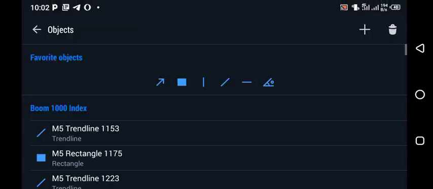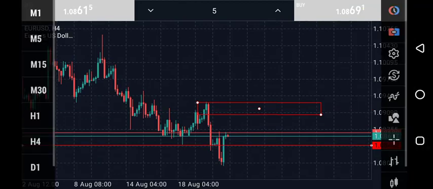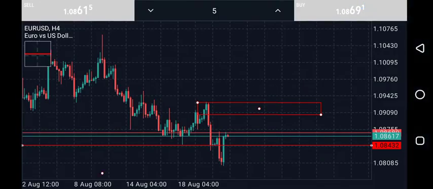The structure it took out was here, the weak high of this red line here. Let me point it out for you so you do not get confused. Yes, so market has taken out that structure. Now we're having a retracement back to that zone.